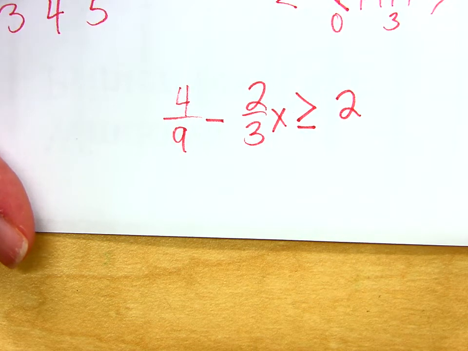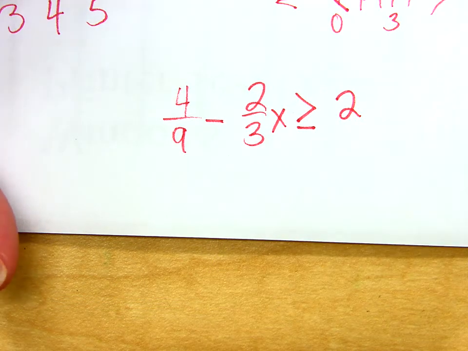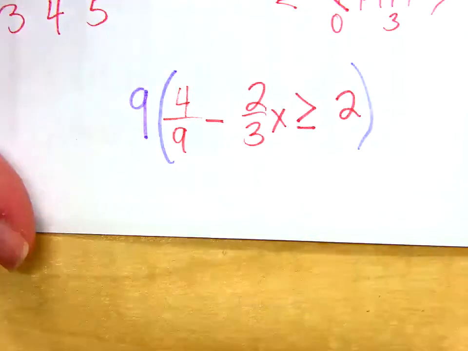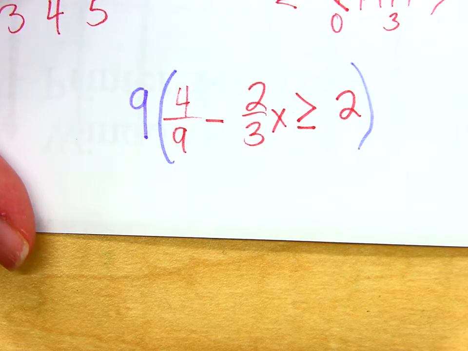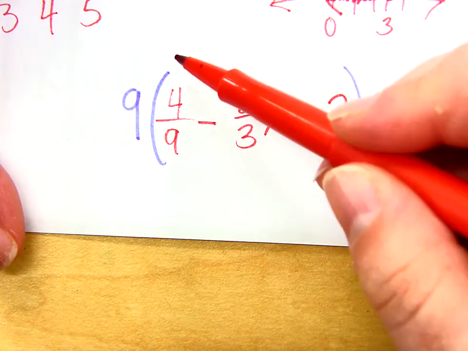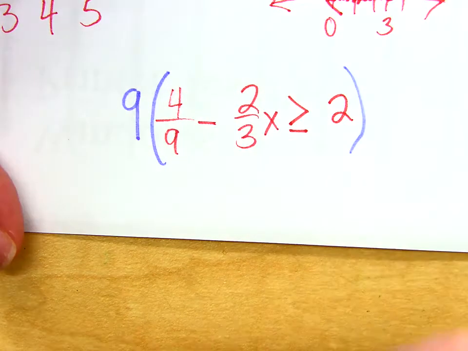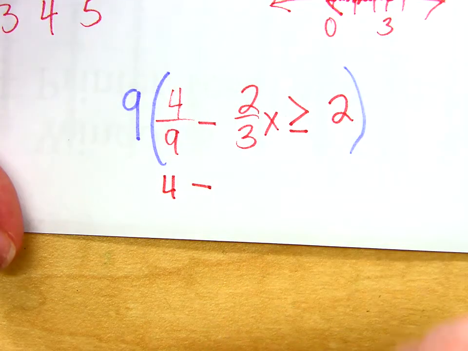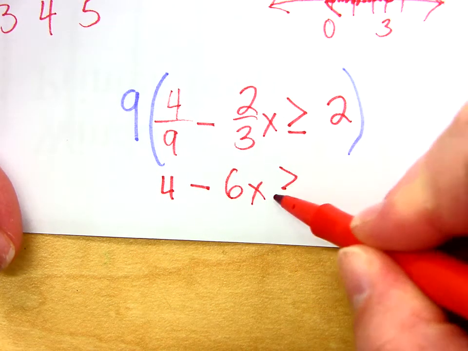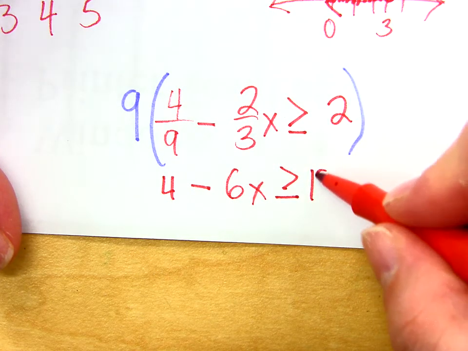So what would you multiply everything by if you're going to get rid of those fractions? 9. Everybody agree? And now, if I do the math, remember, you divide down, multiply up. Divide down, multiply up. So my first number is 4. Minus, my next number is 6x. And then my last number is 18.